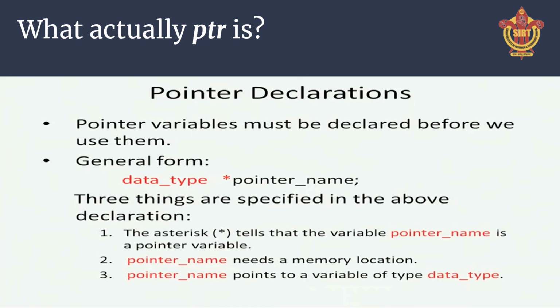And the third point is that the pointer name points to a variable of type data type. What does it mean? It means that the pointer variable which we have declared here can only point to the type of variable which is defined here as the data type. We will understand these things in our next slides.